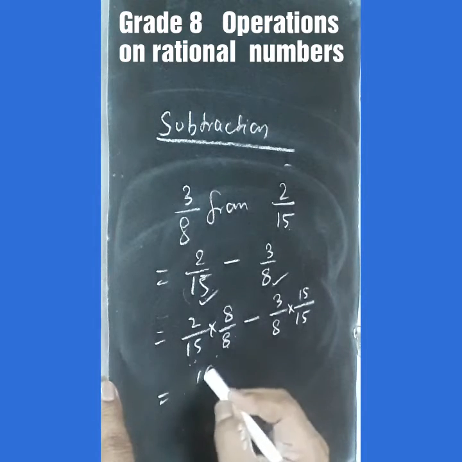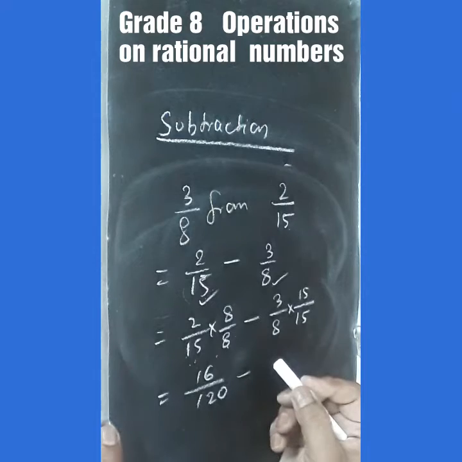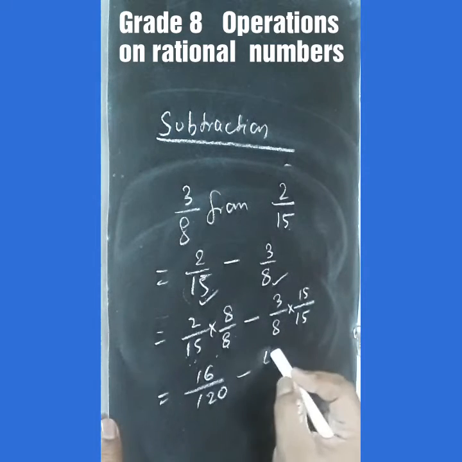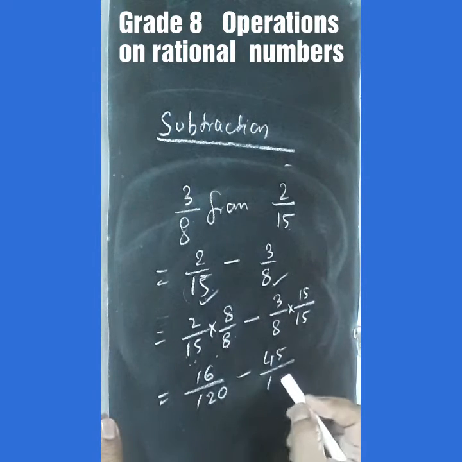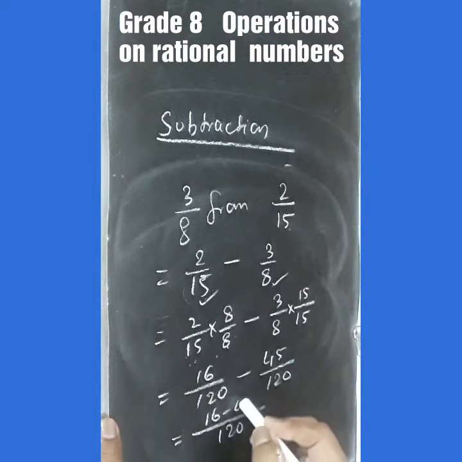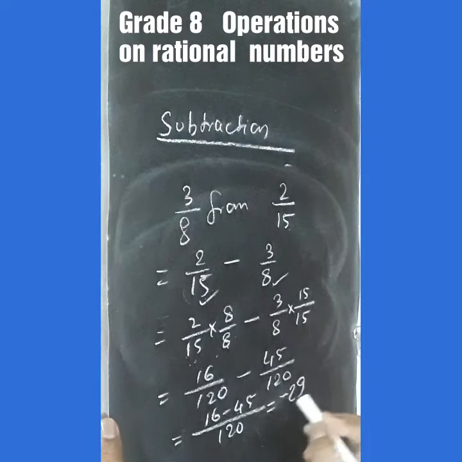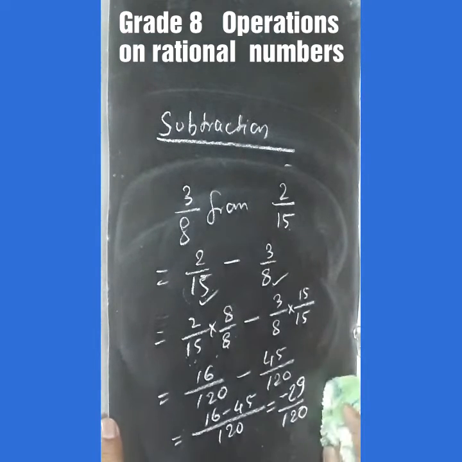Now 16 upon 120 minus 45 upon 120. We have the same denominator 120 here. We will write 16 minus 45. And when we subtract these numbers, we get minus 29 upon 120. In this way, we have seen subtraction.